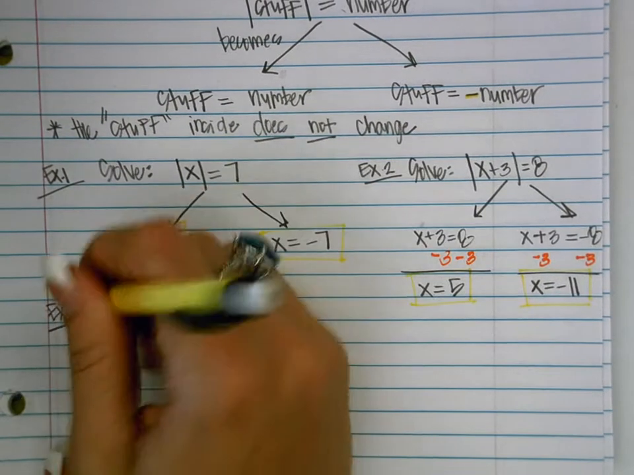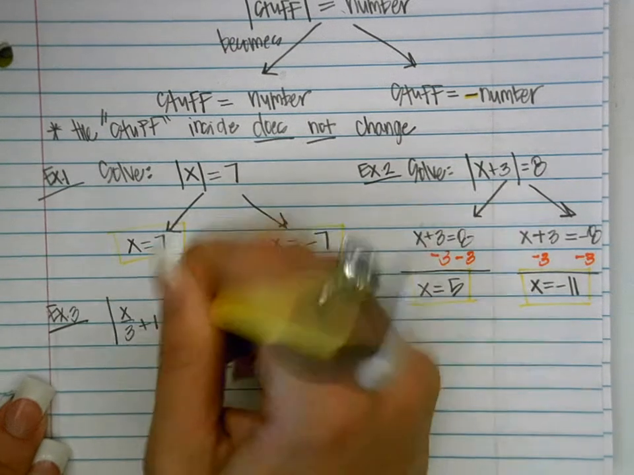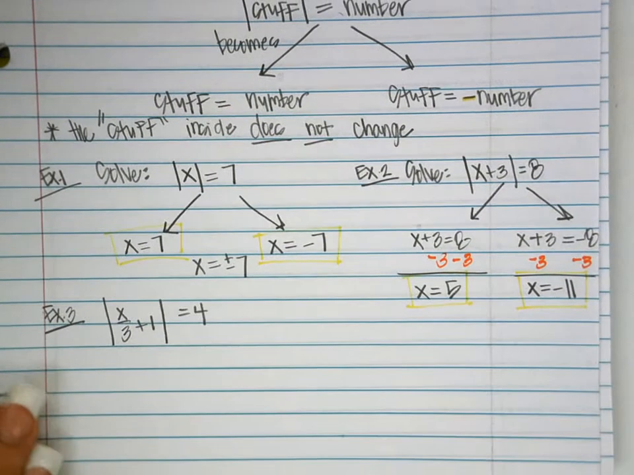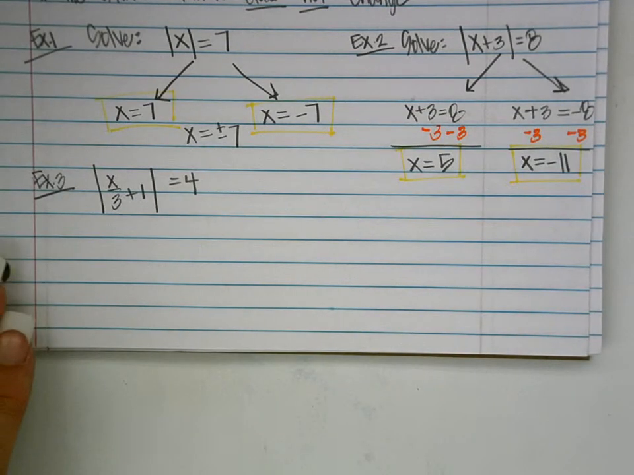Example number 3: the absolute value of x over 3 plus 1 is equal to 4. Yes, that is a fraction. Yes, you will have to deal with fractions. Absolute value of x over 3 plus 1 equals 4. Try it on your own. See if you can match the person sitting next to you or across from you, and I will go through it with you momentarily.